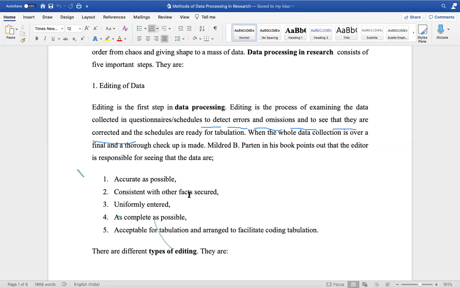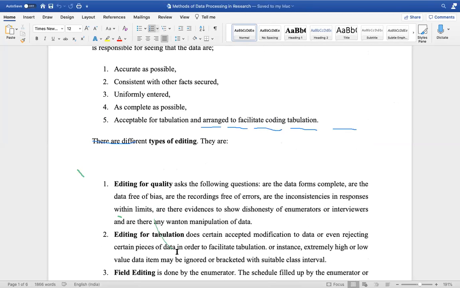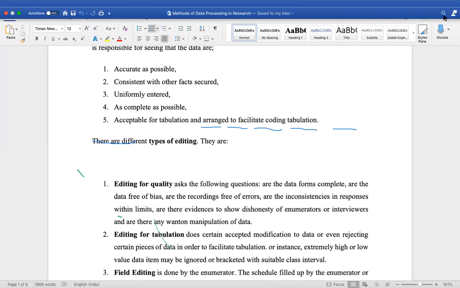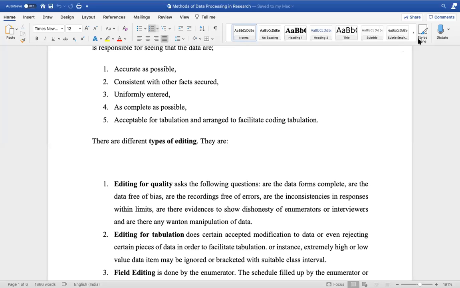So this is what an editor is actually responsible for, as according to Mildred B. Parton. Now, what are the different types of editing? Now, there are different types of editing.